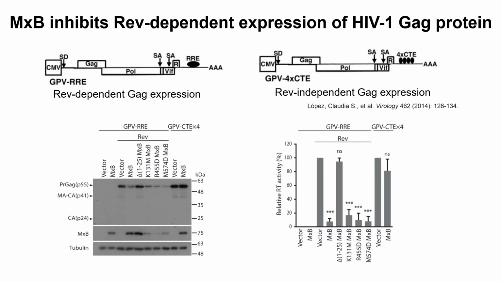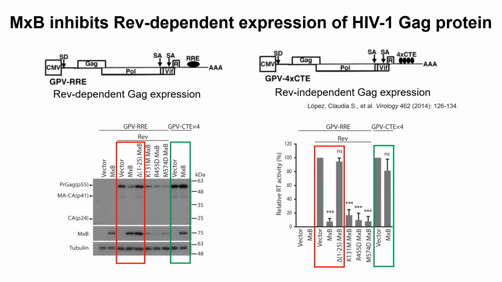The function of Rev is to export the HIV RNA, including viral Gag RNA, into the cytoplasm so that viral Gag can express. Since MxB sequesters Rev within the cytoplasm, we asked whether MxB decreases Rev-mediated expression of HIV Gag protein. We used Rev-dependent and Rev-independent Gag expression vectors and co-transfected either of them with MxB. Western blot results show that MxB significantly decreased Rev-dependent Gag expression, but it didn't affect Rev-independent Gag expression.